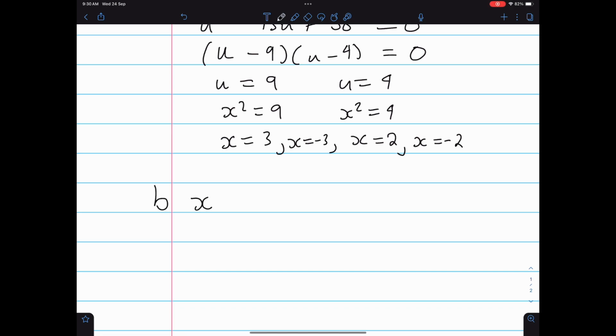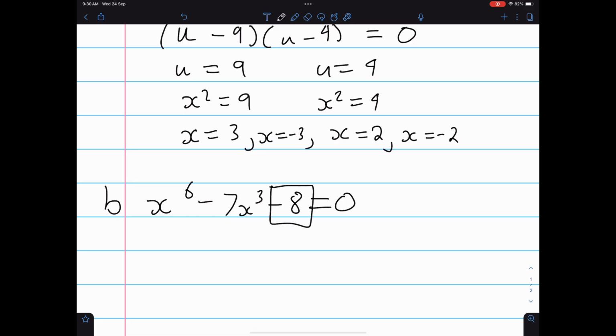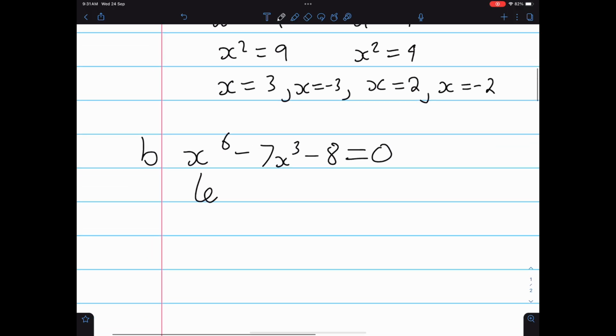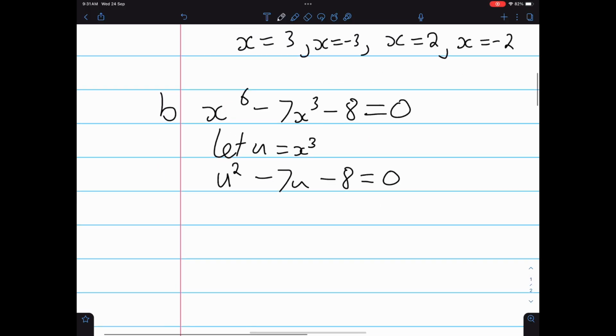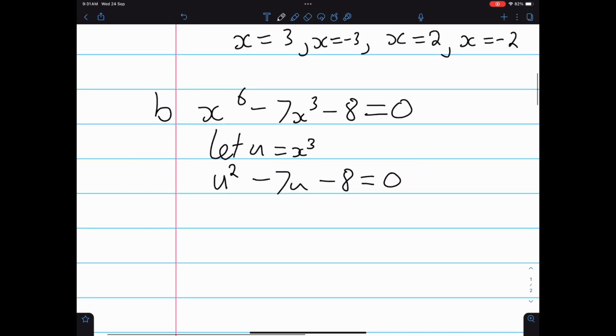Now the next example is x to the power of 6 minus 7x cubed minus 8 equals 0. Hopefully you're seeing a pattern where we can only do this when you have the constant, some power of x, then double that power. Here we would let u equal x cubed. Now we replace every x cubed with u, so that becomes u squared minus 7u minus 8 equals 0. Then we will factor this.